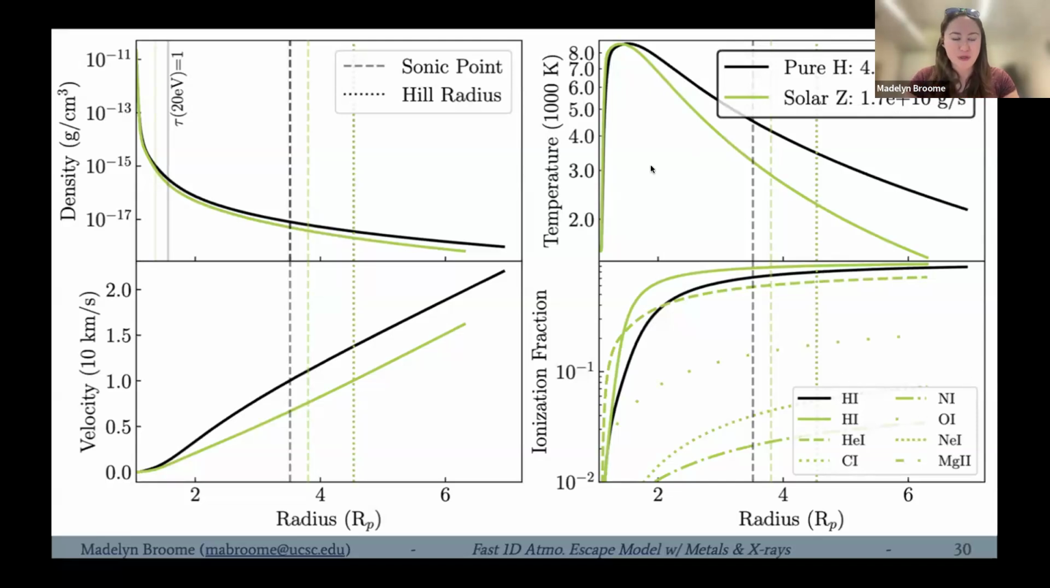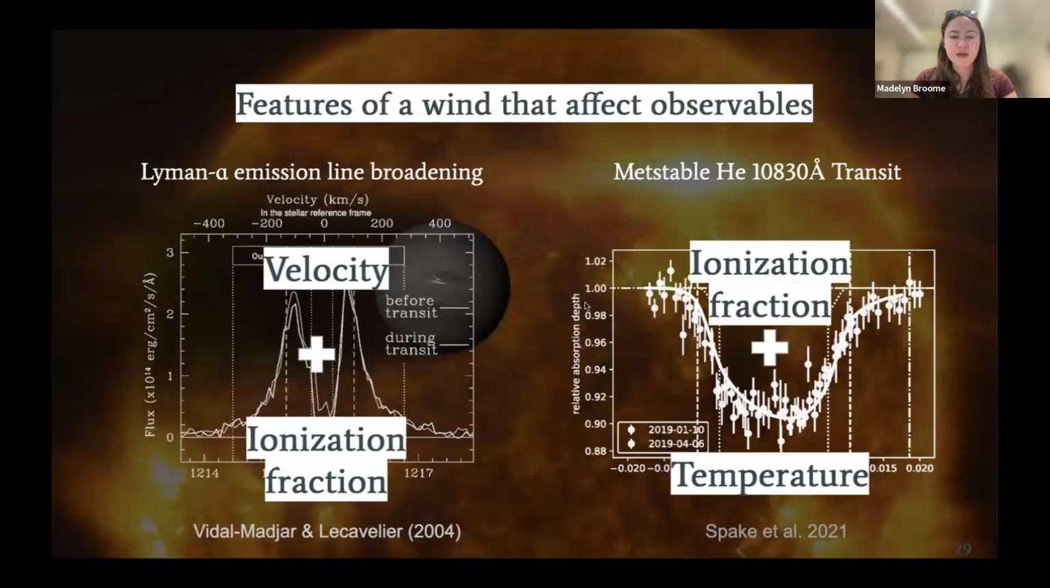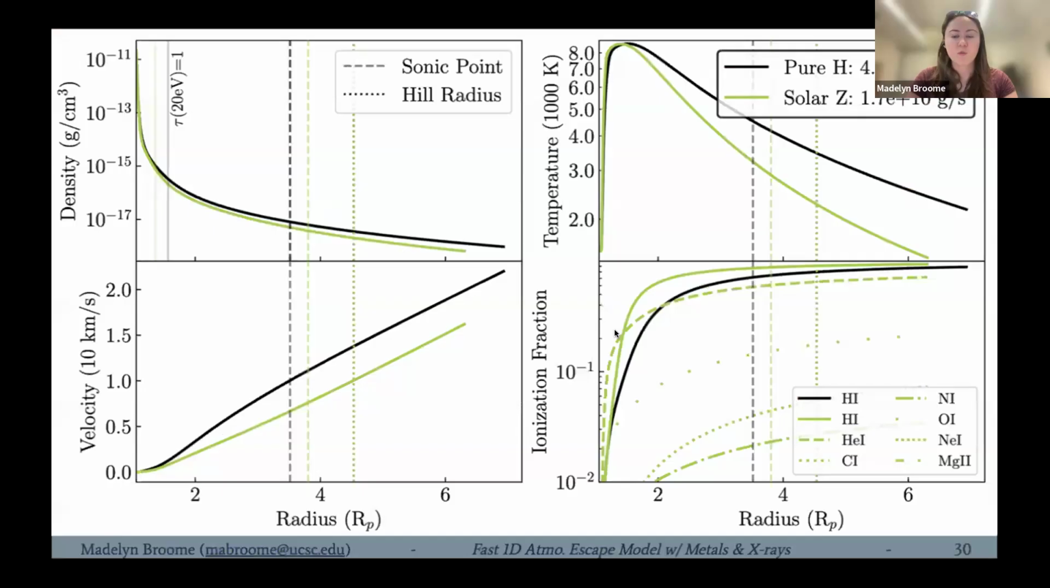And so these are a lot of plots to take in, but notably what you can see off the bat is that our velocity is going to be slower, our density is going to be lower, our temperature is going to be lower. Where we're depositing the energy is going to be slightly different with the presence of metals. And what we predict the ionization fraction of hydrogen to be is going to be different with the presence of other metals. And so that's going to affect our ability to predict what these observables are going to look like. So even when we want to predict these well-known observables, we want to think about things like the metallicity of the atmosphere, the presence of metals, and the presence of X-rays.